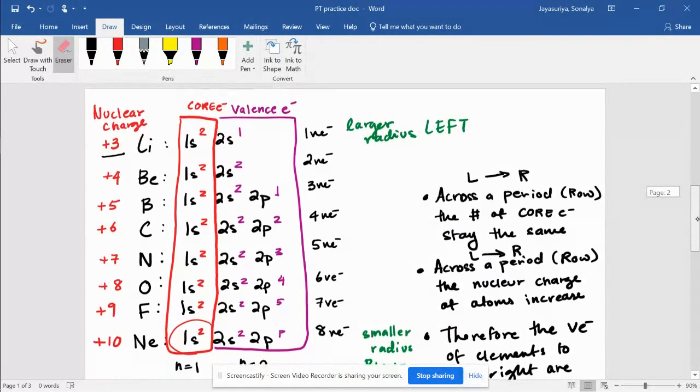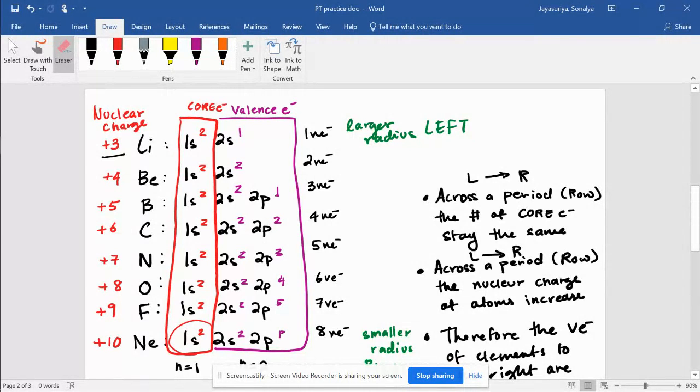Now, I've written down a quick explanation here of why the atomic radius increases as you go across from right to left on the periodic table. Even though lithium has 3 electrons and neon has 10 electrons, you might expect neon to be bigger. It's not. So here are the electron configurations of all second period elements written down here. The red box is around the core electrons of each element.